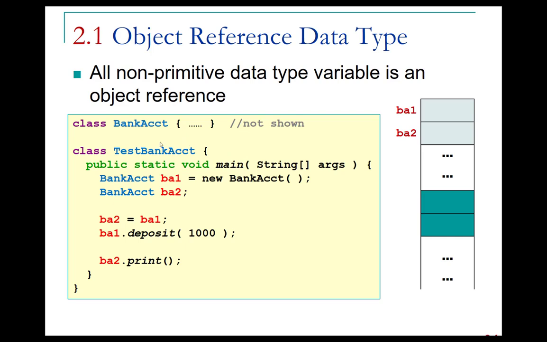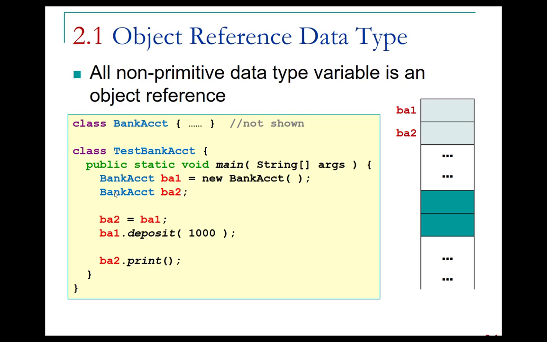The variable names ba1, ba2, as you saw in the previous slide and also here, are just object references. Specifically, all non-primitive data type variables such as ba1 and ba2 are actually object references. It means that references could be assigned to each other.